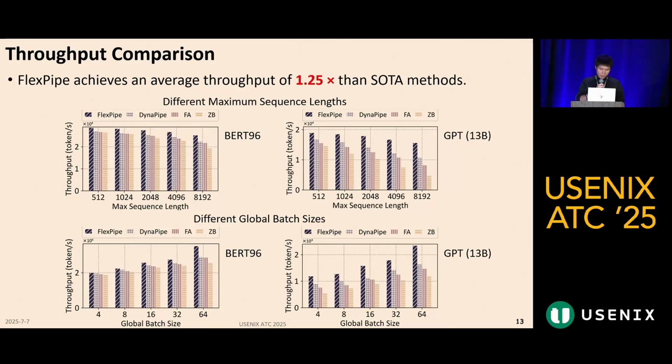FlexPipe and DynaPipe show faster improvement with larger batch sizes because they can support dynamic distributed training, making adjustment overhead relatively smaller. FlexPipe also demonstrates better performance as model size increases. This is because larger models offer more optimization opportunities due to greater fluctuations and device mapping possibilities.